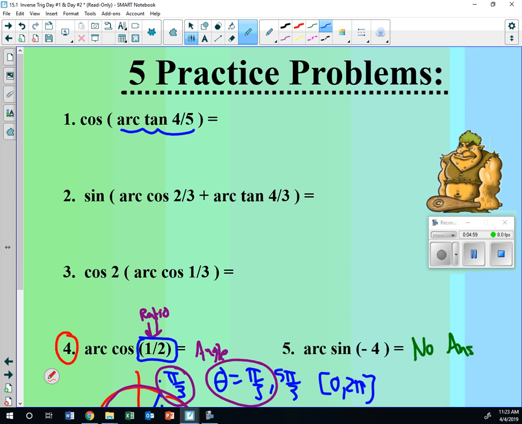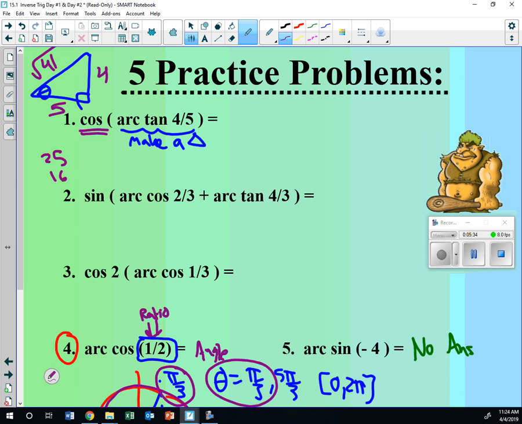If you have an inverse in a parentheses, make a triangle. So we're going to do that because we're going to take this ratio, put it into a triangle. Tangent is opposite over adjacent, so this is going to be the square root of 25 and 16, which is 41.